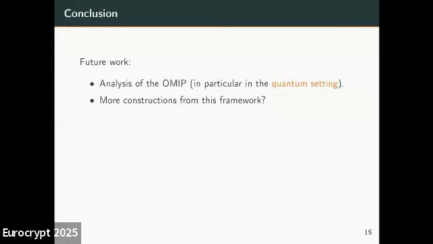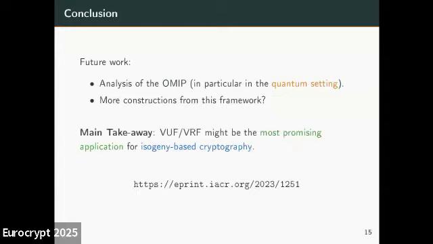Quick conclusion. For future work, we need more analysis of this new problem, and in particular in the quantum setting, because it was used as a constructive tool before, so most algorithms are in the classical setting. And then the question is, can we build more constructions from this framework? And if there is one takeaway from this talk, it is that maybe this VUF, VRF type of construction might be one of the most promising applications for isogeny-based cryptography. Thank you.